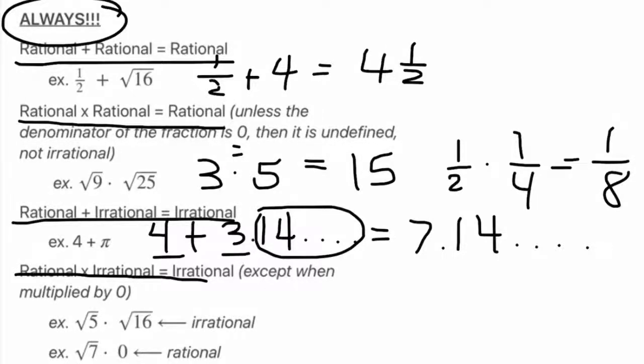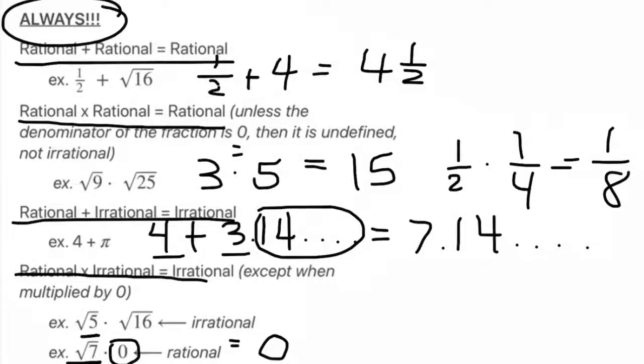So the square root of 7 is not a perfect square root, so it's going to give us a non-terminating decimal. But then when I multiply it by 0, this 0 is going to get rid of this non-terminating decimal, because we know that anything times 0 is 0. So this answer is 0, which is going to give us a rational answer.